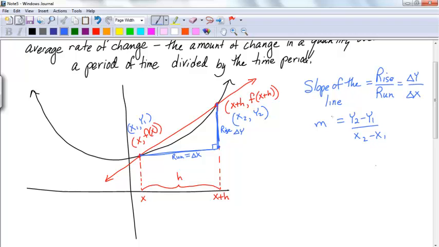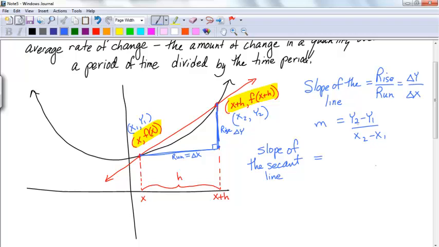Okay. But now, if we use the new ordered pairs, if we use this ordered pair and this ordered pair, and sub into this, and instead of just calling this a line, slope of the line, this line actually cuts that curve, so it is the slope of the secant line. Secant comes from the Latin word secare, which means to cut. The slope of the secant line.